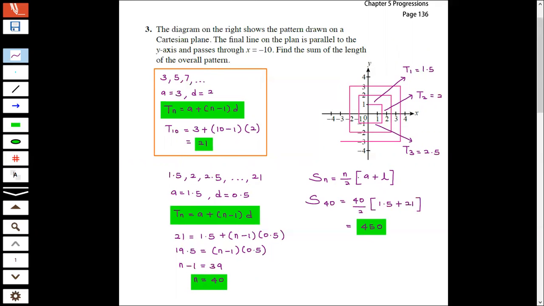Then I use this formula, n over 2 times a plus l. Why can we use this formula? Because in our question we have the last term here. I can use the formula with a plus l. l stands for the last term.